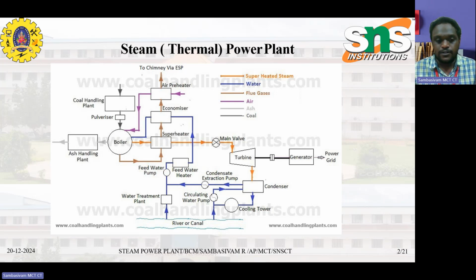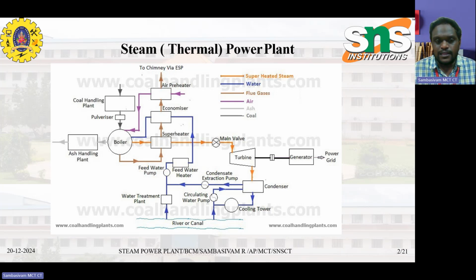So how is it transferred? The working principle is based on pulverized coal being spread into the boiler, where the pulverized coal is burned in a furnace. Due to heat from the furnace, the water present in the boiler drum changes to high pressure steam. From the boiler, this high pressure steam is passed to the superheater, where it is again heated up to its dryness.